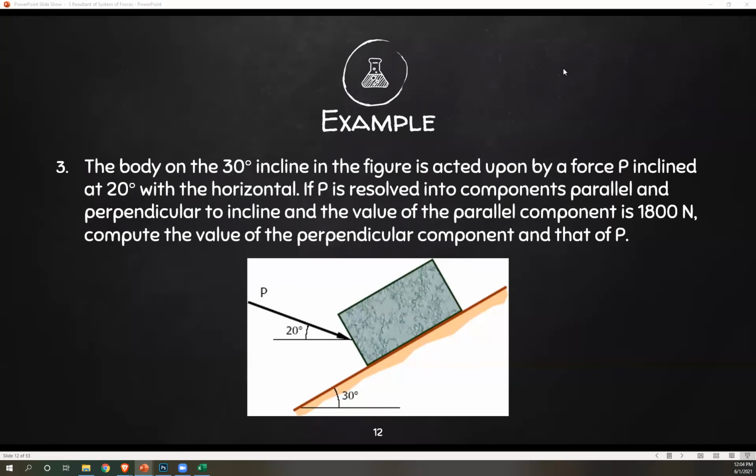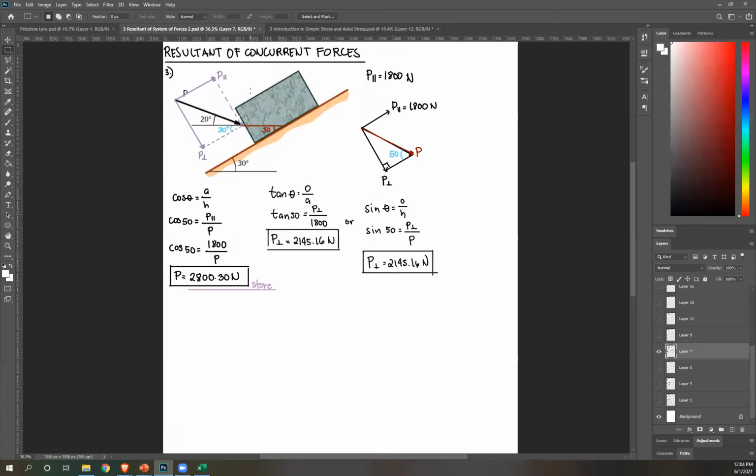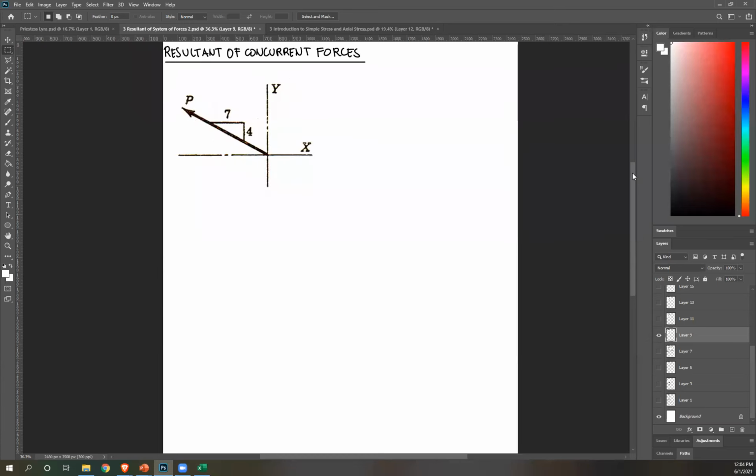Last meeting, we answered up to this number 3, as you can see. So for today, we will continue with our problem solving. So now let's answer number 4.